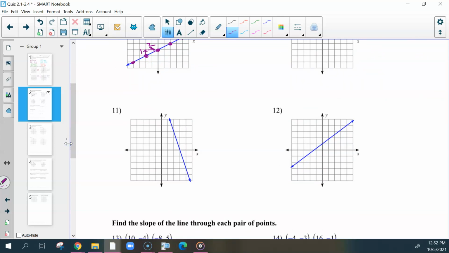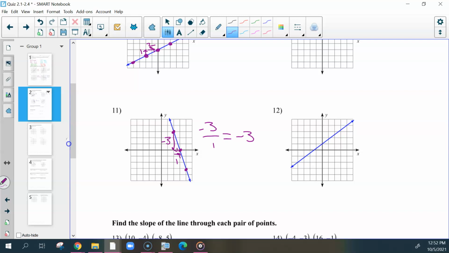For 11, same thing. Find 2 points that cross the grid lines exactly. Be very careful because sometimes they look like they cross, but don't actually. And then count. So from here to here, this is going down 3 to the right 1. So that would be -3 over 1, but simplify it. So going up and down is first and then going side to side.